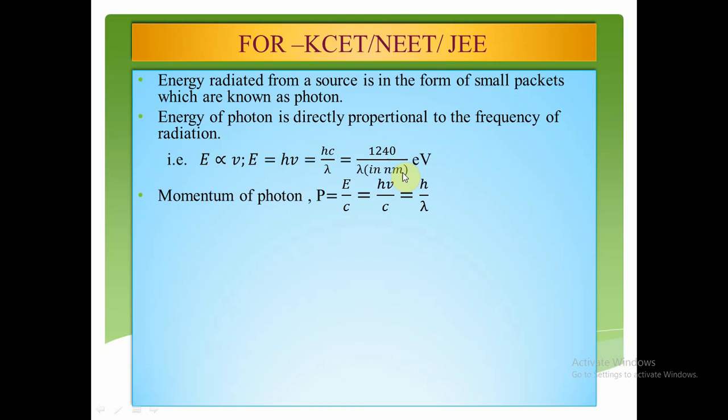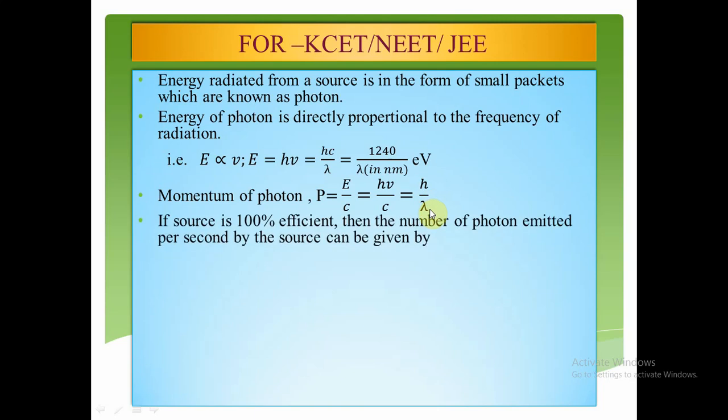Next, the momentum of a photon is given by p is equal to E divided by c, where E is nothing but, in the previous equation, E is equal to h nu. We substitute this value here: h nu divided by c. If we simplify this, you will get p equals h divided by lambda.